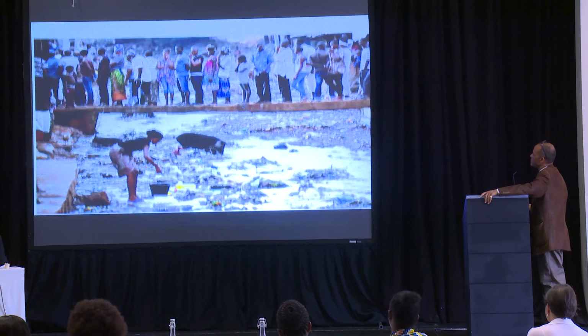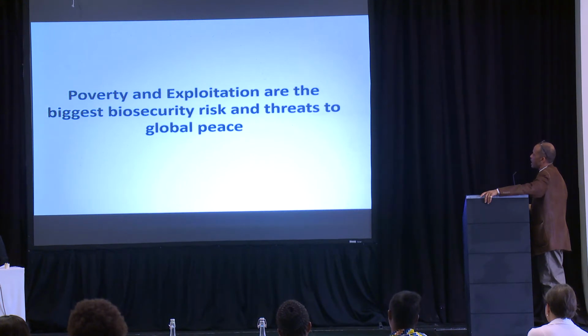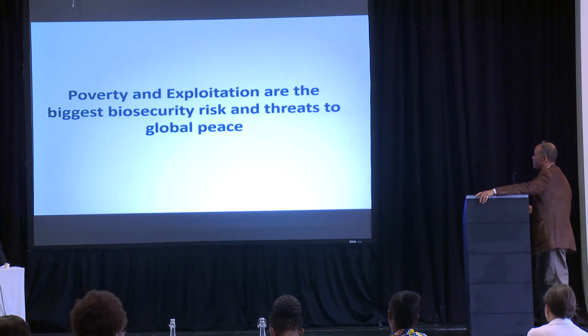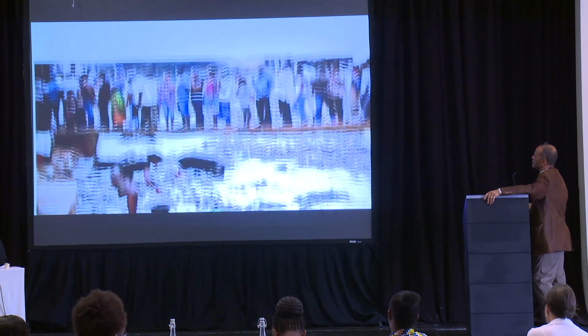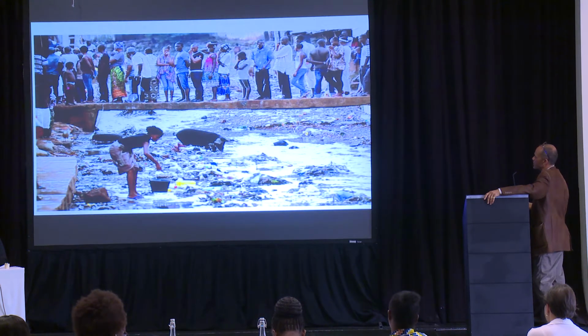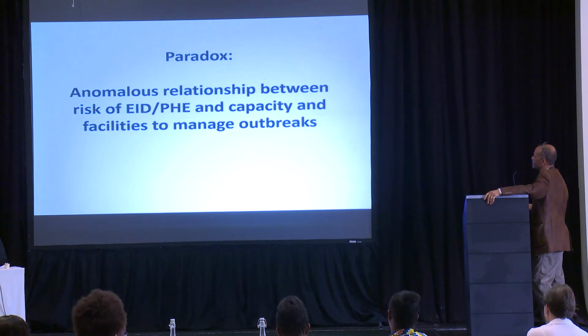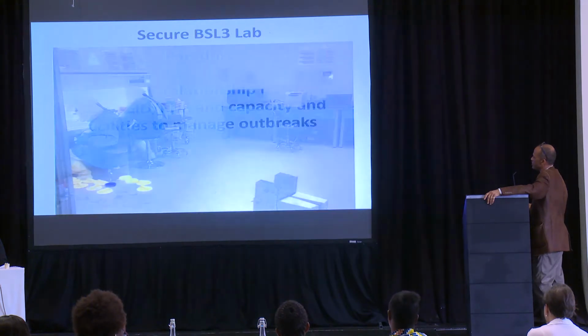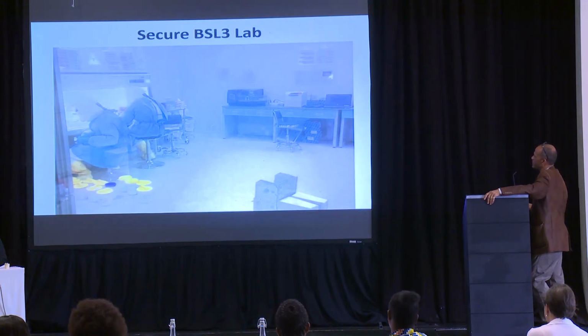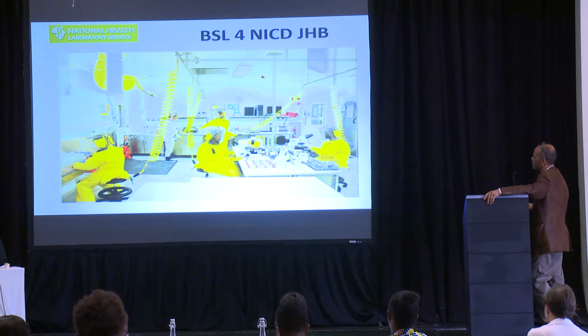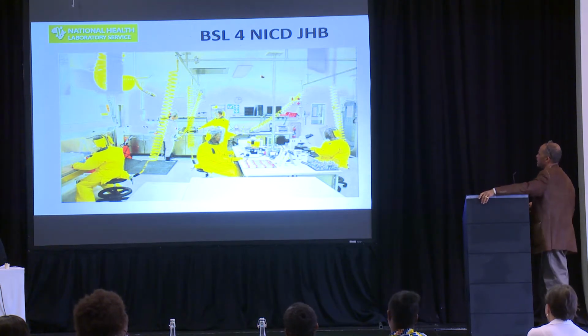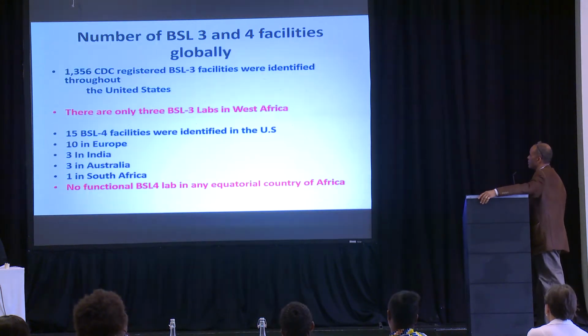So poverty and exploitation are the biggest biosecurity risk and threat to global peace. And these kinds of scenarios should not be seen anywhere on this planet. So there's a paradox of infrastructure. We talk about biocontainment facilities. These are the kinds of biocontainment facilities that you require to address a public health emergency.